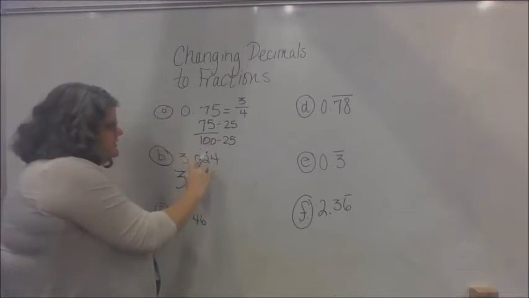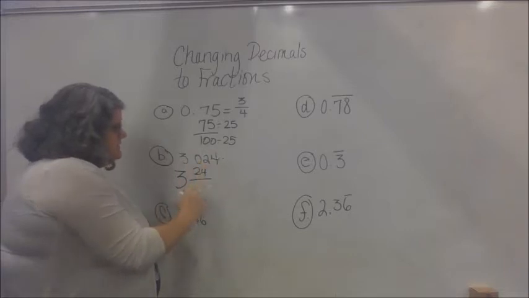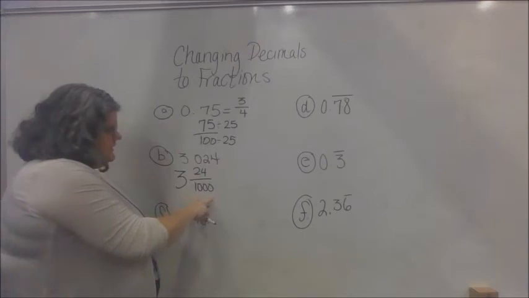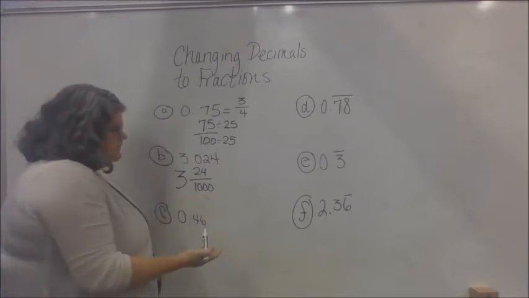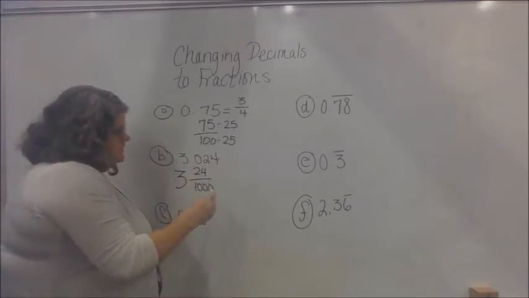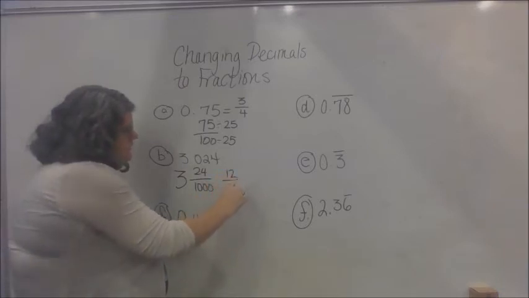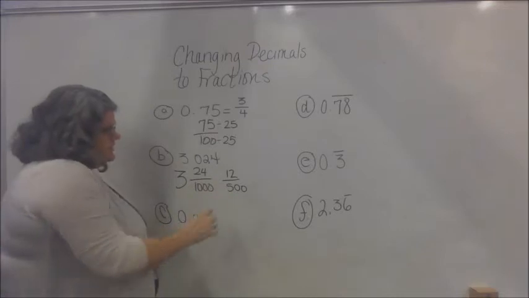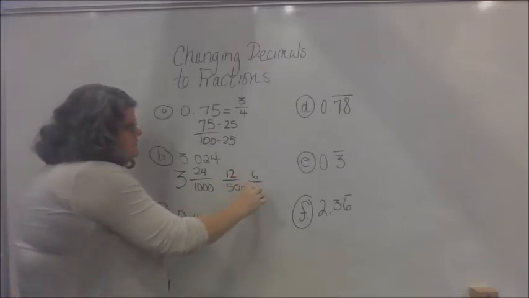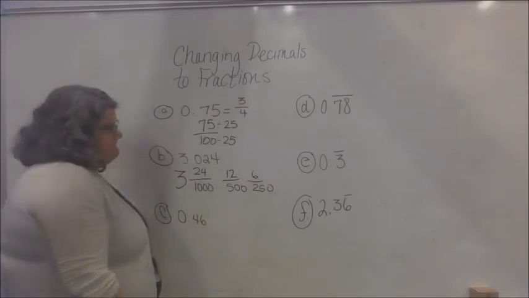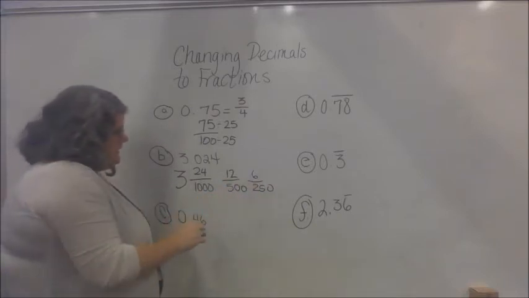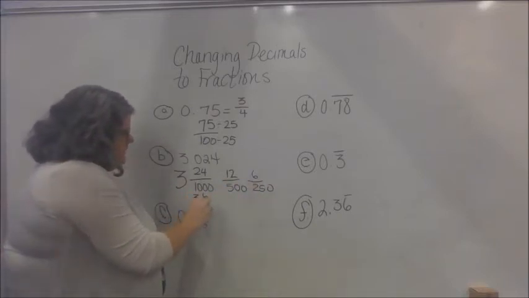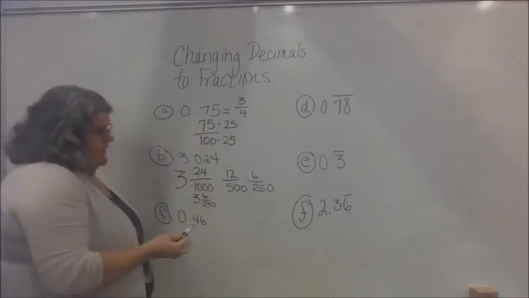Again, this is tenths, hundredths, thousandths. So I know this can be simplified at least by 2. Whenever I simplify it by 2, I get 12/500. And then I know that can also be simplified by 2, so I get 6 over 250. And I believe that is in simplest form now. We can kind of think about our divisibility rules with that.